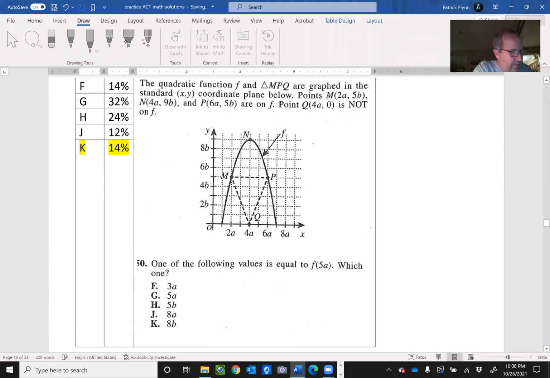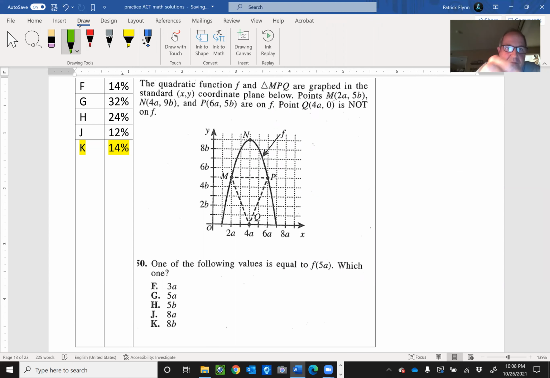Okay, 50. Which of these is equal to this? Now this is function notation, right? So we're trying to find out the value of this function when the input is 5a. Well, 5a is right here, right? So if I were to trace that up, we intercept it right here. That spot is f of 5a. There's function f, right? Let's go over what's the answer. 8b. Okay.